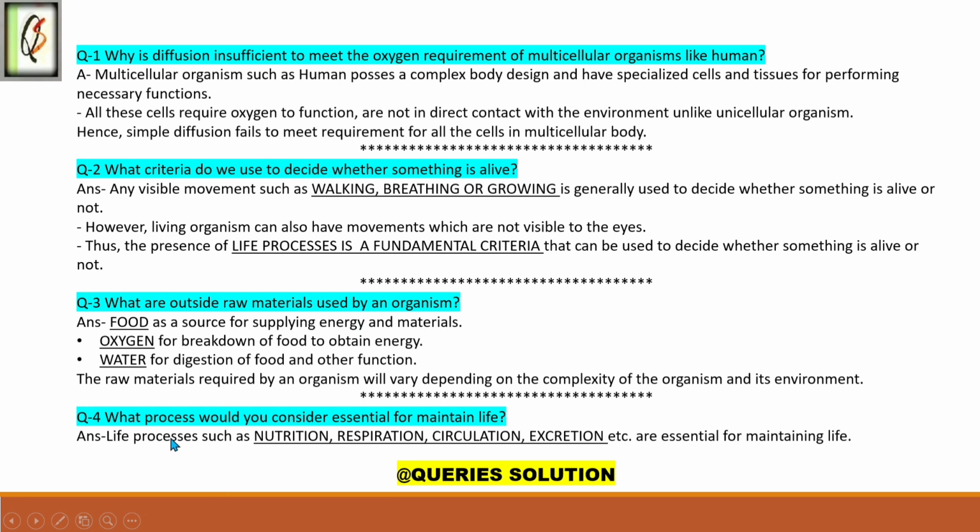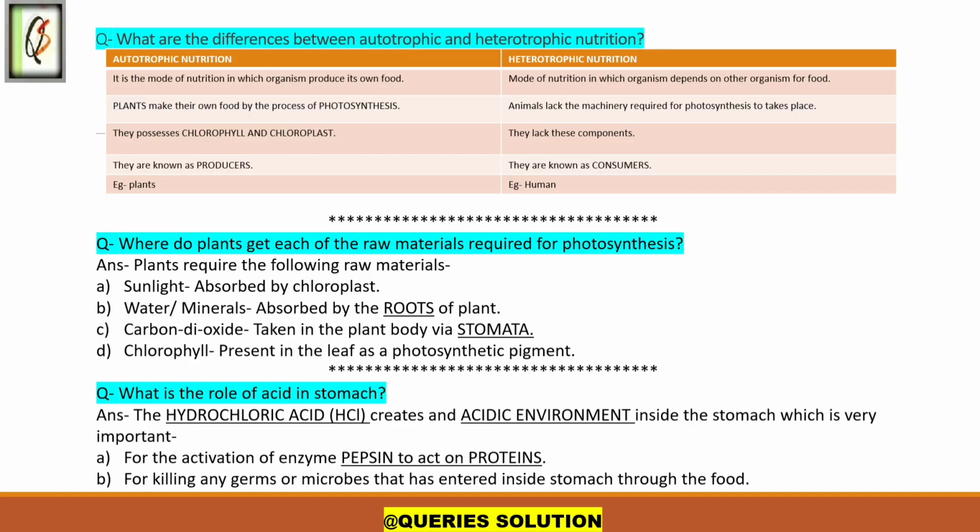All right. Next question. What processes would you consider essential for maintaining life? Now, what is important for maintaining life? That's the entire thing we have discussed in the chapter itself. Various life processes that we talk about, like nutrition, respiration, circulation, digestion, excretion, these all are important processes for maintaining a healthy lifestyle of an organism. All right. So that's the solution for this question.